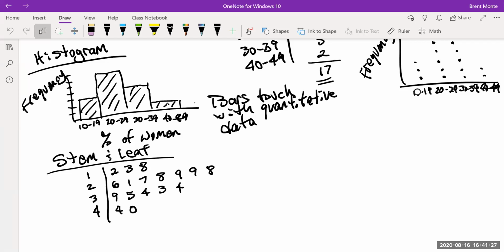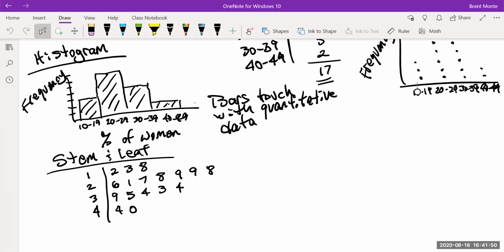If I look at the histogram, I know there were 7 numbers in the 20s, but I don't know what they were. Were they all 20s? Were they all 29s? Was there a mixture in there? I don't know. But if I look at the stem and leaf, I have all the numbers. I haven't lost any data, but I still get the picture. So that's one of the things that's good about the stem and leaf, is you still have all your data.